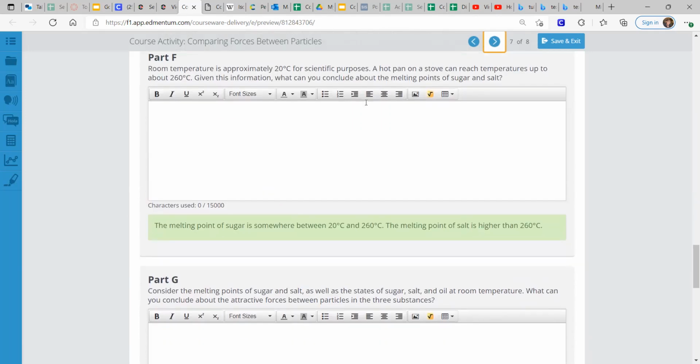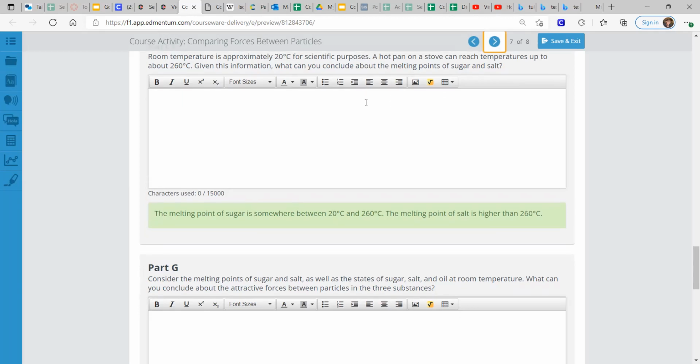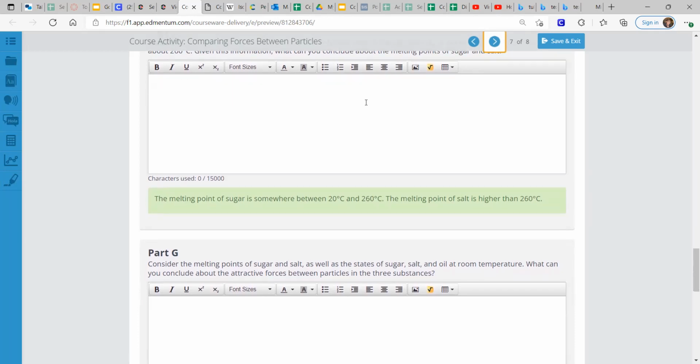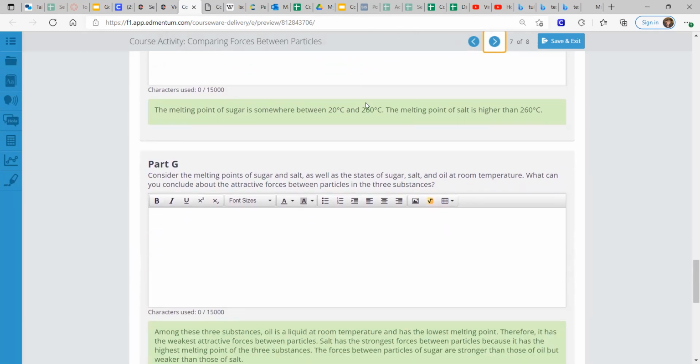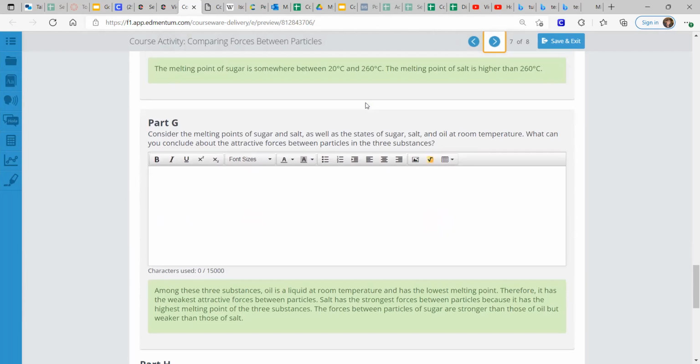Part F, room temperature is approximately 20 degrees Celsius for scientific purposes. A hot pan on a stove can reach temperatures up to about 260 degrees Celsius. What can you conclude about the melting points of sugar and salt? The melting point of sugar is somewhere between 20 degrees Celsius and 260 degrees Celsius. The melting point of salt is higher than 260 degrees Celsius.